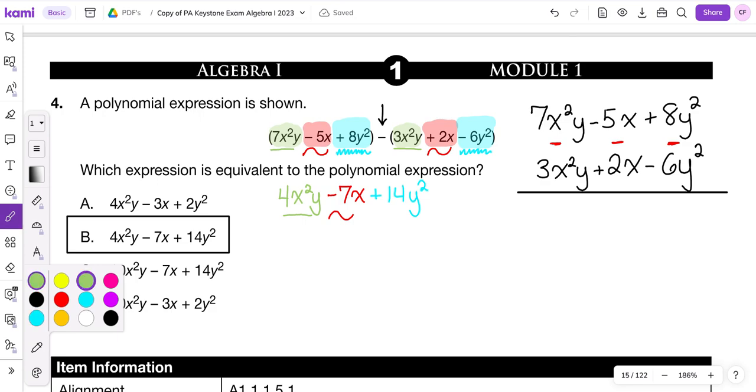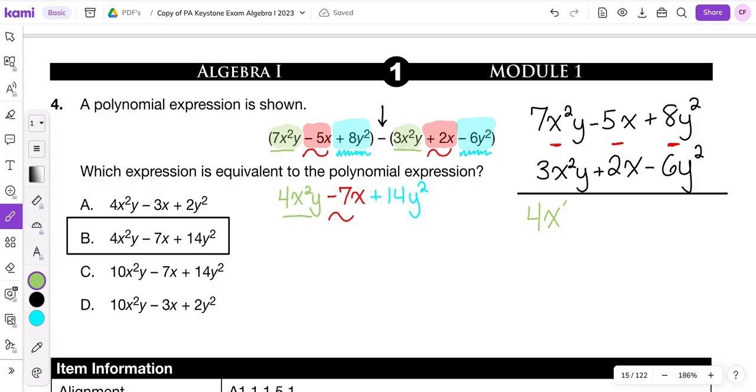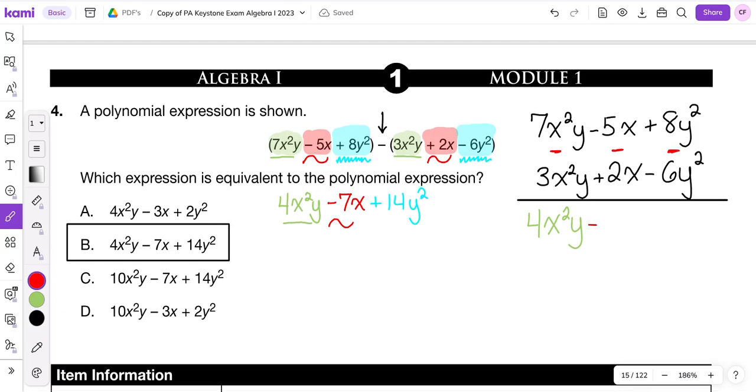When I subtract the 7 and the 3, I'd still get the 4, x squared y, the negative 5x minus 2x, the negative or minus 7x, and the final part, the 8y squared minus negative 6y squared. This makes it easier to see the minus a minus, and that becomes plus 14y squared. And that's our solution when we write the expression in simplest form.